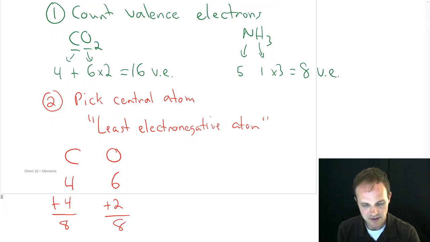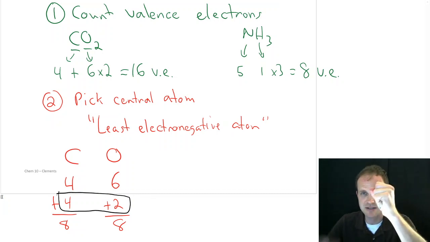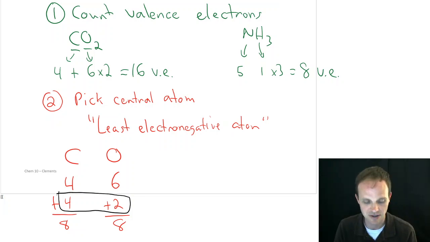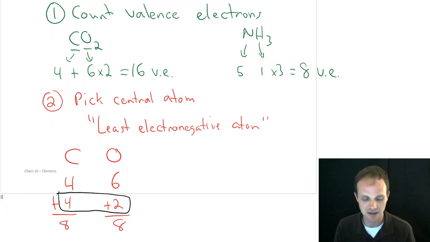Well, this 4 and this 2, that's how many bonds carbon is likely to make and how many bonds oxygen is likely to make. Because remember, each time they share with somebody else, they make one covalent bond, they see one extra electron from that thing they're sharing with. So carbon's going to make 4 bonds. Remember, we had CH4 when we were talking about it. So carbon makes 4 bonds, oxygen makes 2.